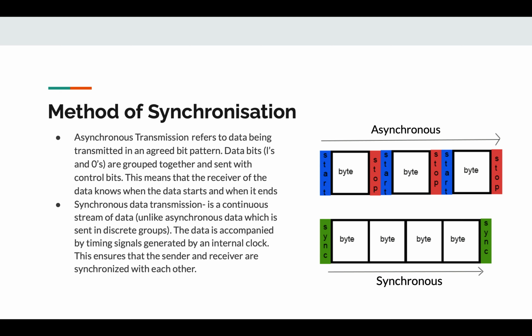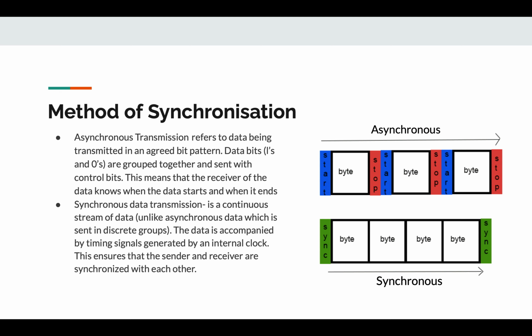Finally, we will be talking about the methods of synchronization. There are two methods of synchronization. Number one, asynchronous transmission. It refers to data being transmitted in an agreed bit pattern. Data bits, that is, ones and zeros, are grouped together and sent with control bits. This means that the receiver of the data knows when the data starts and when it ends.